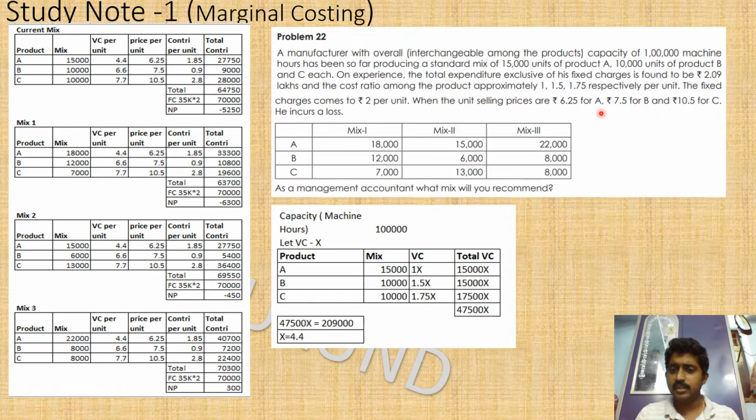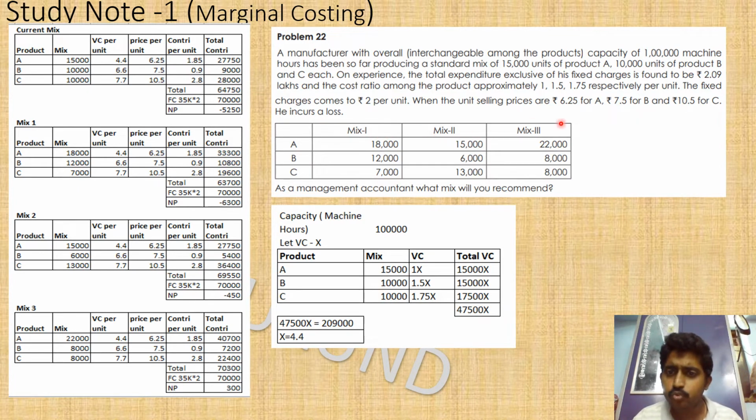This manufacturer has a capacity of 1 lakh machine hours, and so far he has been producing 15,000 numbers of A, 10,000 numbers of B, and 10,000 numbers of C. And his total variable cost he has given, the variable cost ratio of A to B to C also, fixed charges per unit, and selling price per unit of A, B and C also. It is very easy, guys.